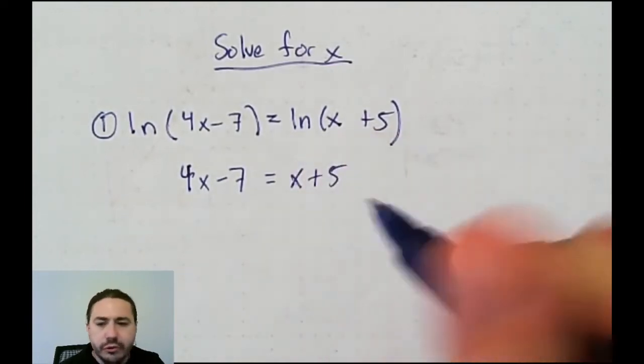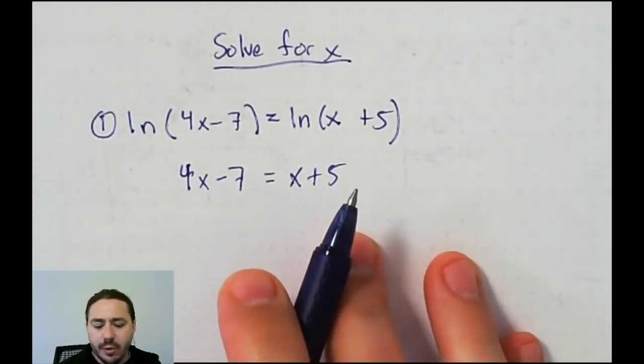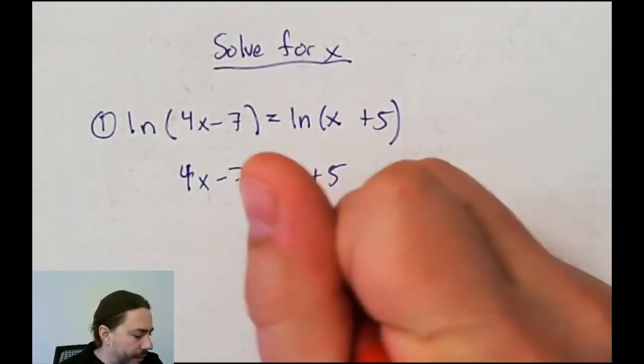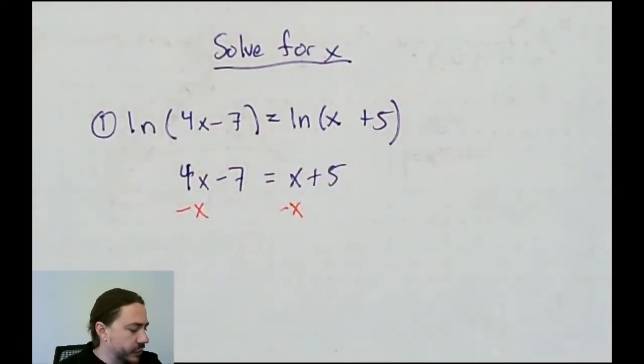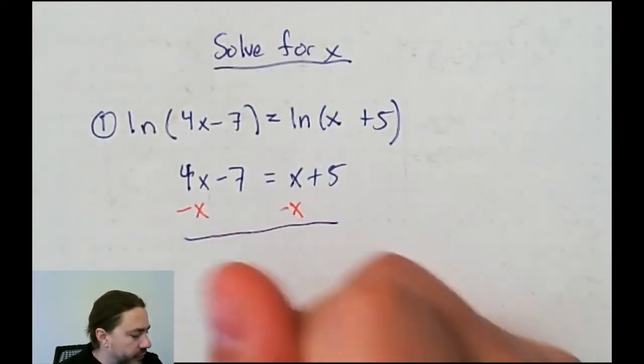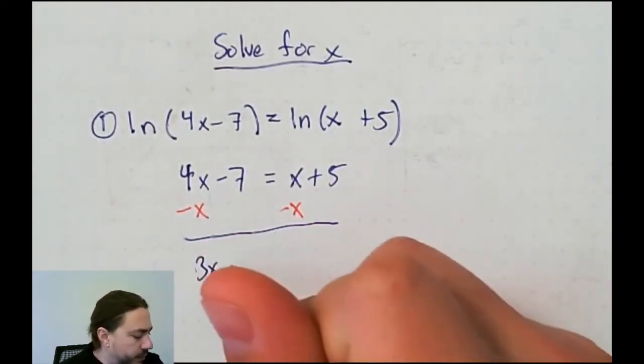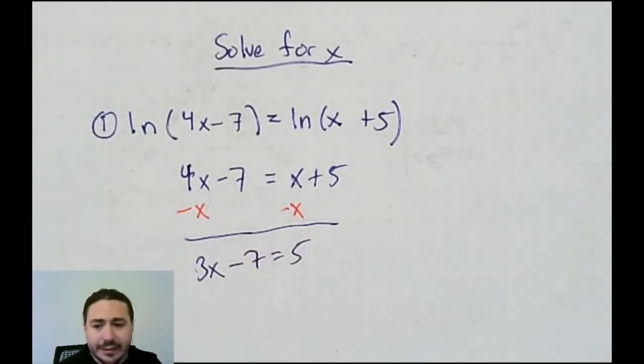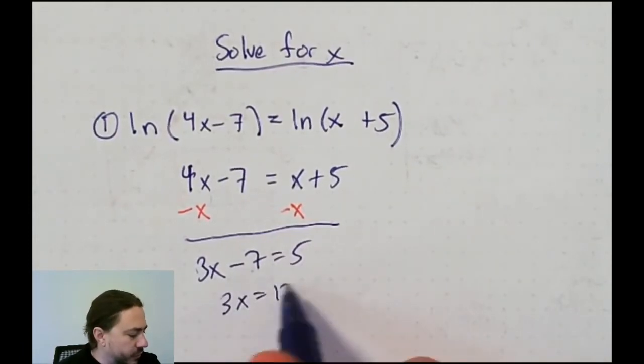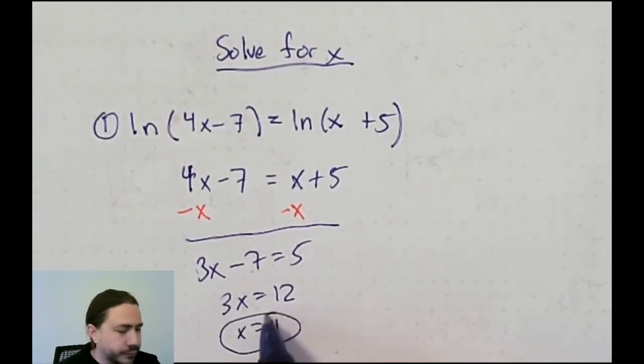So anyway, once you drop those, you can solve this just like a regular old linear equation. I'm not going to get all into that. I assume you know how to solve linear equations at this point. You've been dealing with those since at least Algebra 1, if not earlier. So let's see, 5 plus 7 is 12. So you get 3x equals 12, so x is 4.